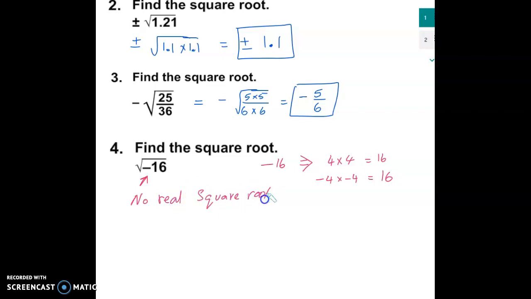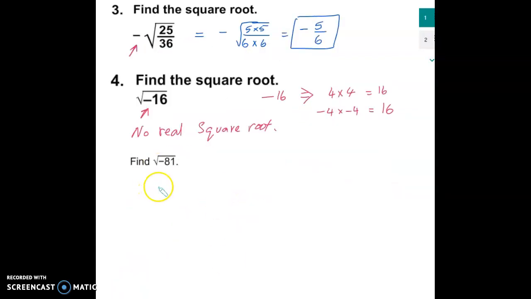The reason is that I cannot take two same numbers, multiply them, and get a negative 16, or any negative number inside the radical. Never. It's not possible. But in the previous case, the negative is outside the radical sign, so it is possible. But if the negative is inside the radical, there is no real square root. Please remember this, it's really important.